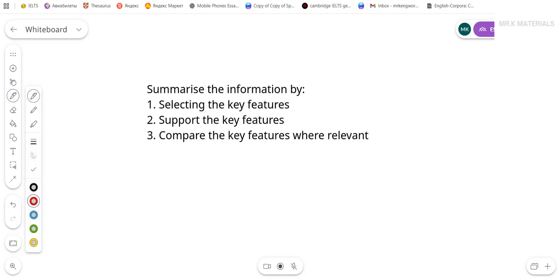In this video, we will talk about comparing the key features. We have already discussed that IELTS asks us to summarize in Writing Task 1, and to do that effectively, we had to select the key features, support the key features, and compare the key features. We have already learned and hopefully mastered selecting the key features and supporting the key features. In this video, we will start comparing the key features.